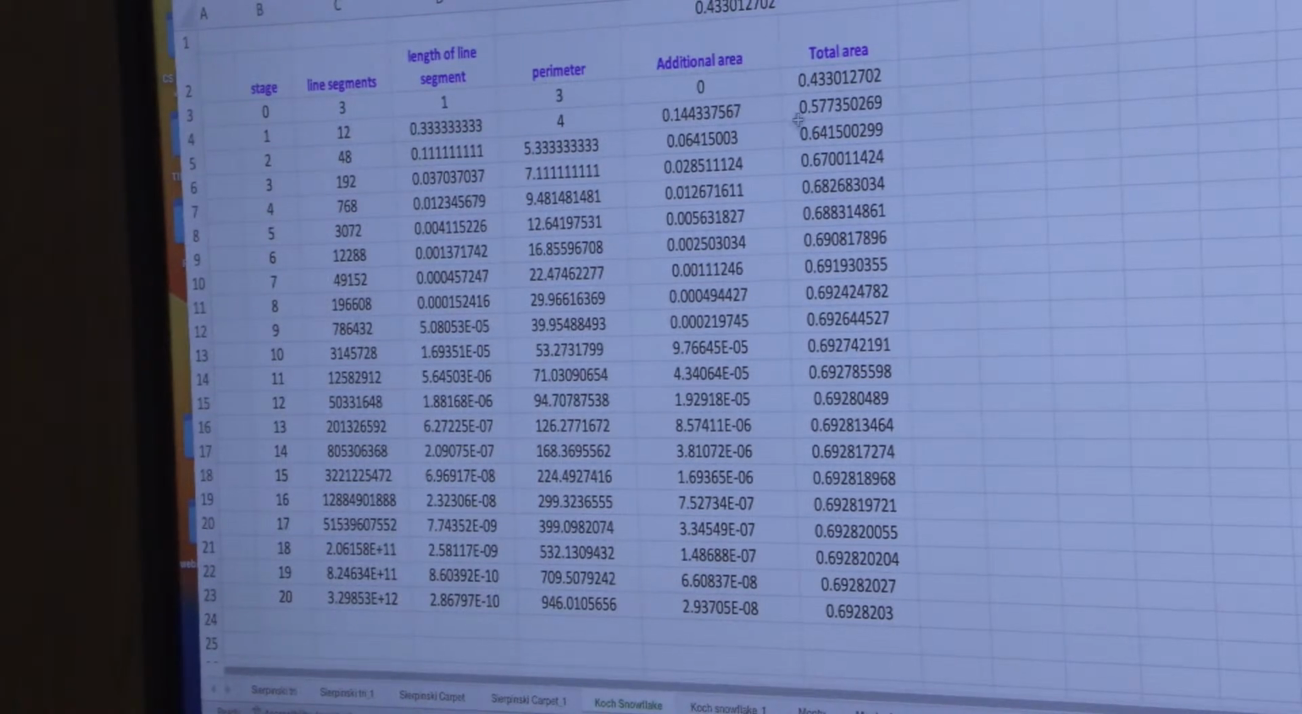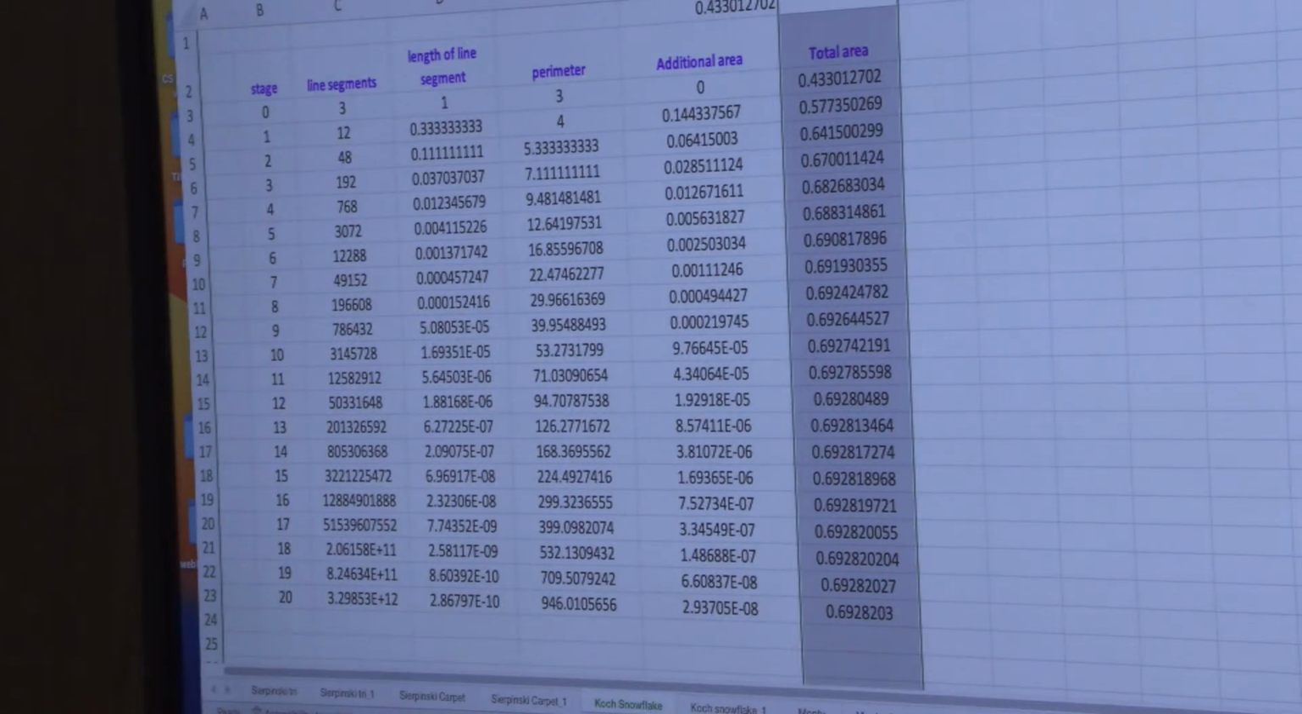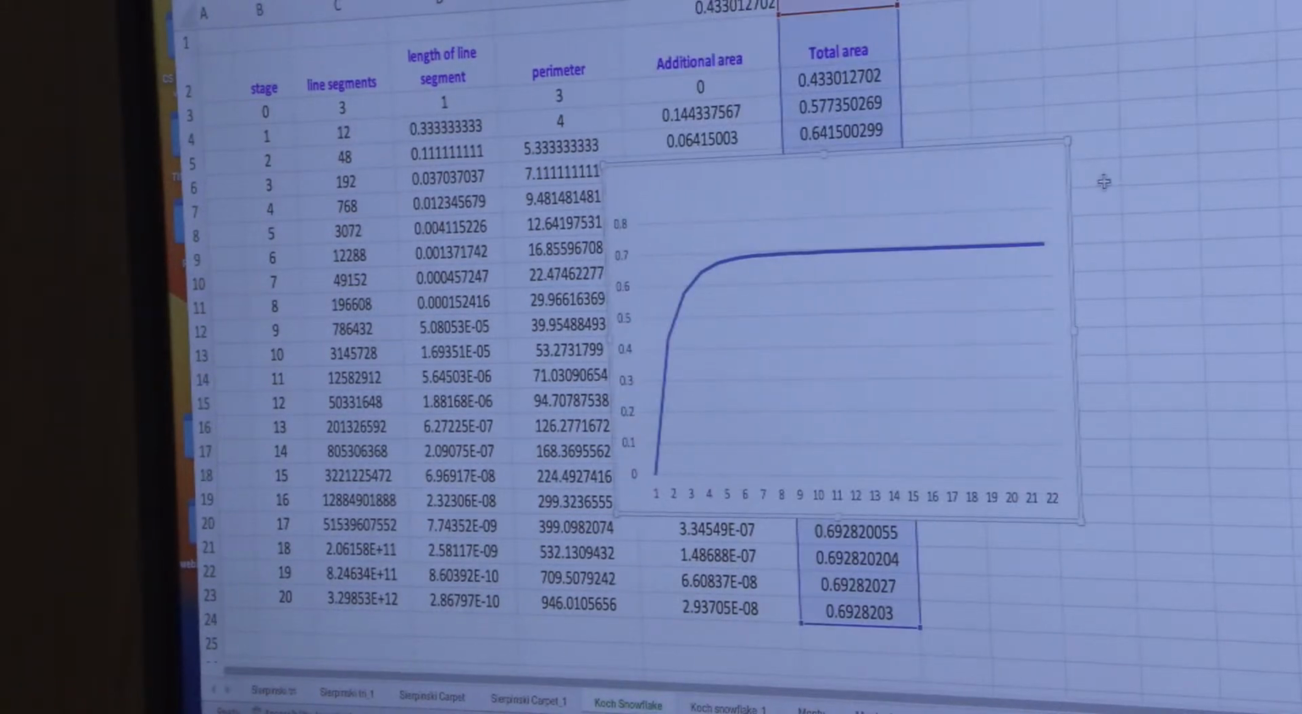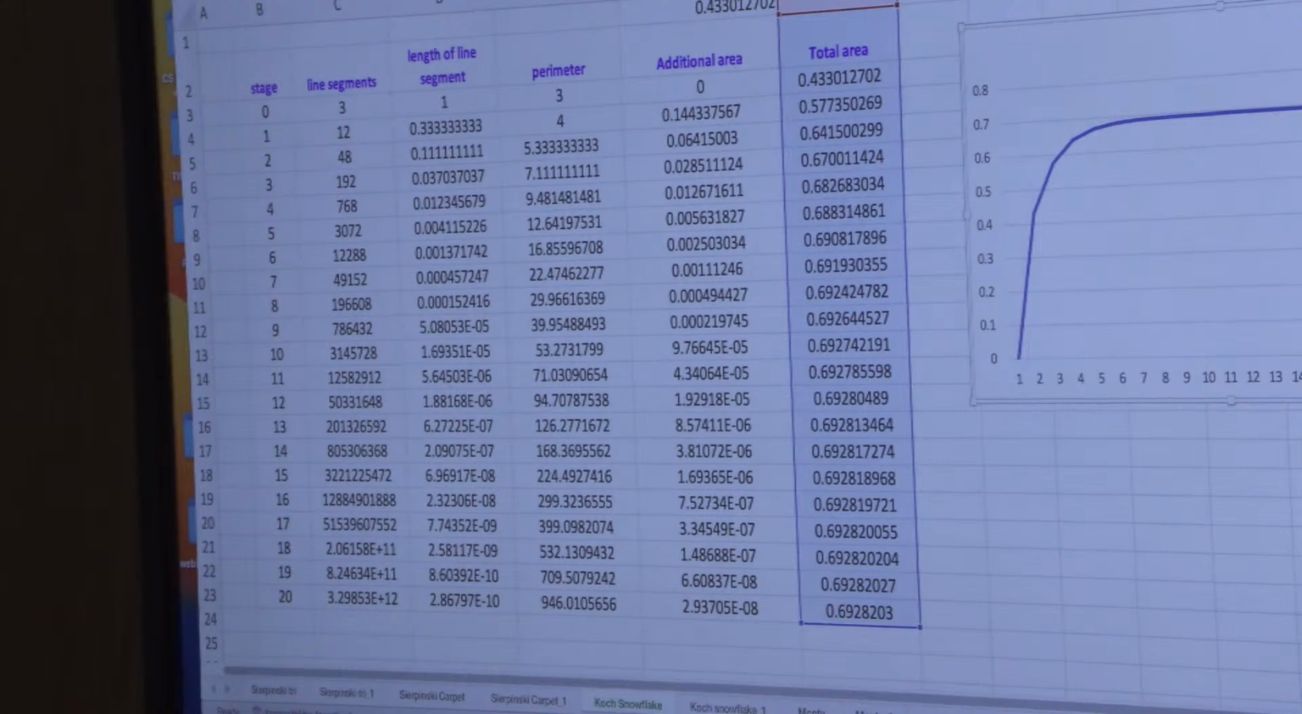Perimeter. Now what happens to area? If I just select this and the total area enclosed and I insert a graph, I get to see that after a while the area steadies out, and we can see it numerically. This really took the students by surprise.